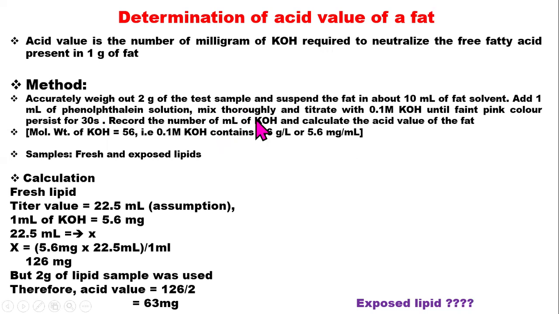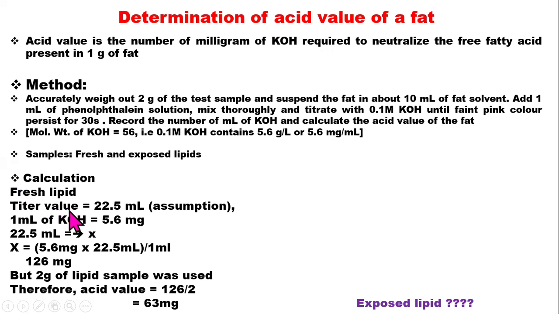So you record the titer value, and you calculate the acid value. The molecular weight given for potassium hydroxide is 56, and 0.1 molar potassium hydroxide contains 5.6 gram per liter, or 5.6 milligram per mil. So you have samples here, fresh and exposed lipids, and in the calculation you are going to carry out the calculation for acid value for both fresh lipid and exposed lipid.